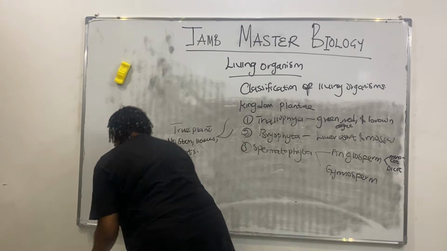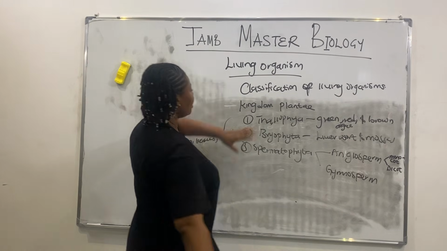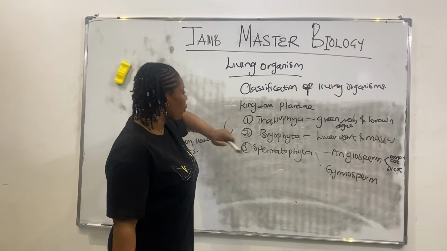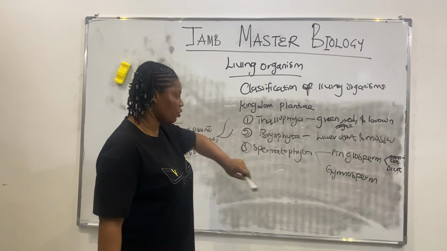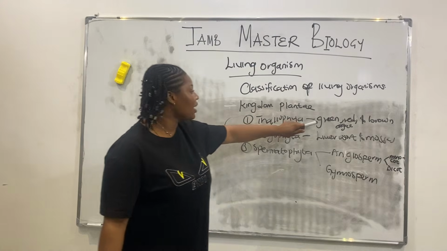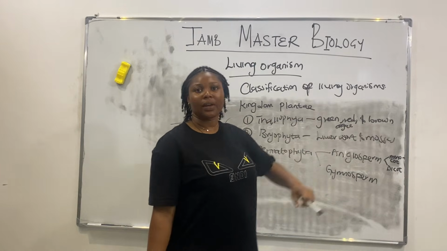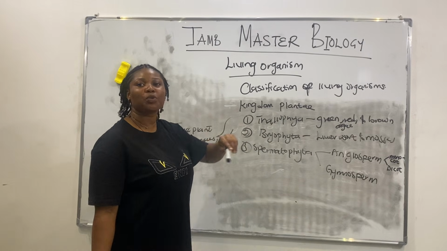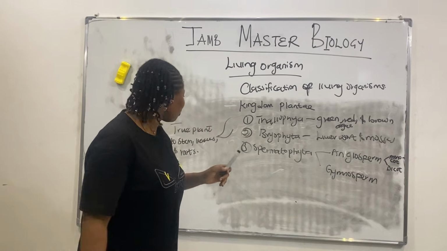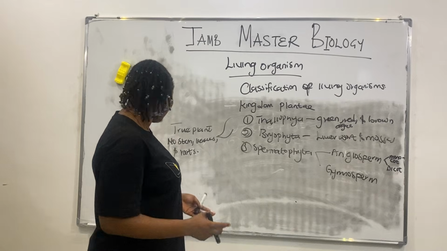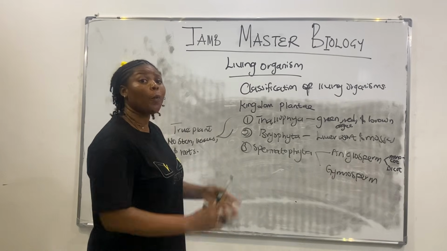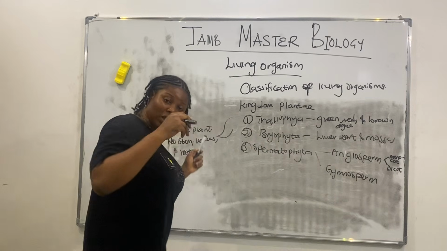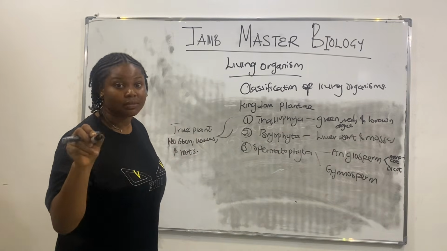So this is the easiest description of everything I've been saying. Under the plant kingdom we have Thallophyta, Bryophyta, and Spermatophyta. Under Thallophyta we have green, red, and brown algae. Now these algae, they are not considered true plants because they are not vascular, which means that they don't have developed roots, developed stem, and developed leaves. Now this Thallophyta, they can be found in water and they can also be found on land.